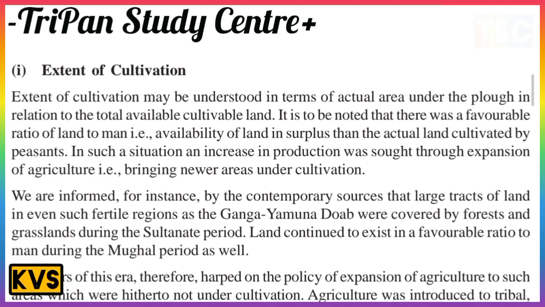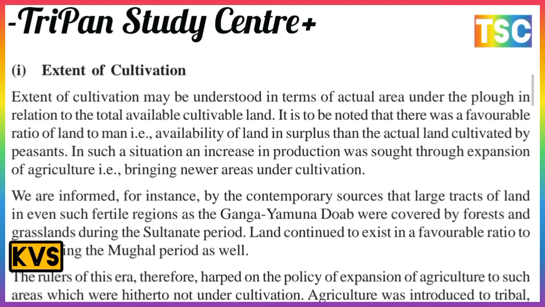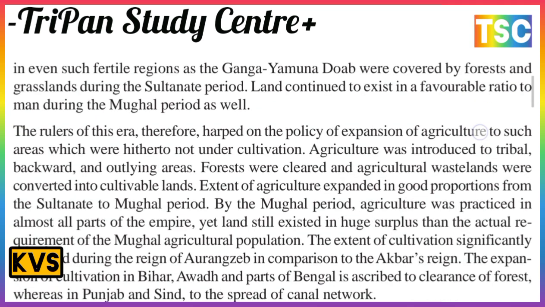The bearing is an area under cultivation. We are informed by contemporary sources that large tracts of land, even in such fertile regions as the Ganga-Yamuna Doab, were covered by forest and grassland during the Sultanate period, and the land continued to exist in a favorable ratio to man during the Mughal period as well.